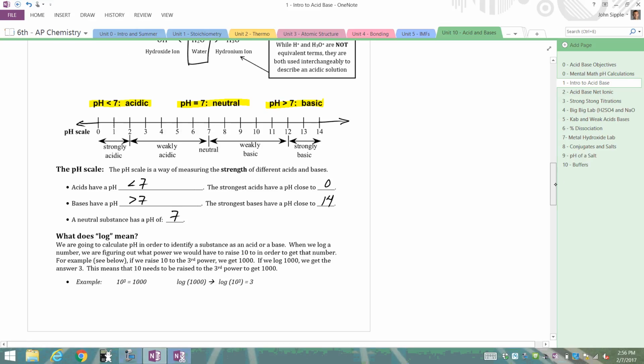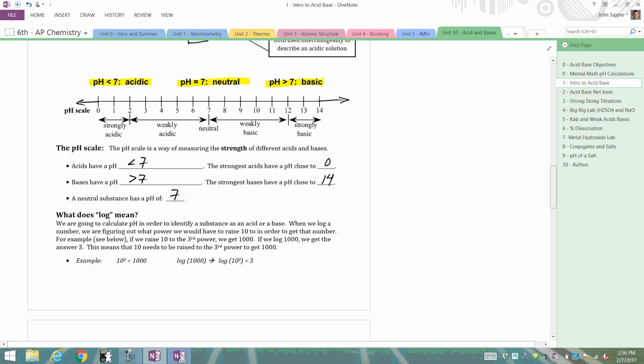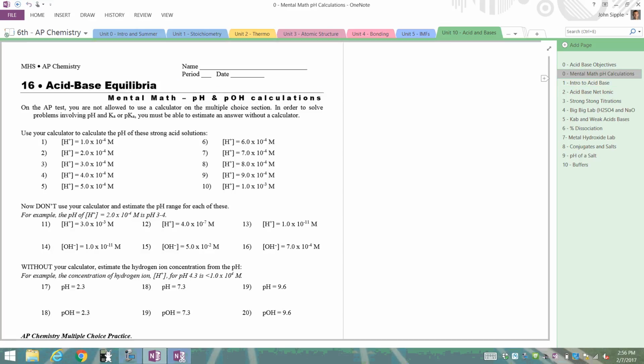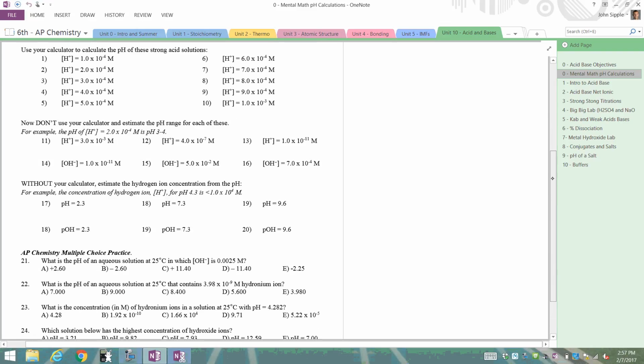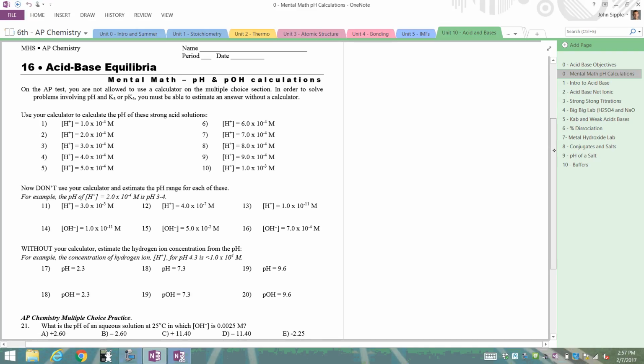All right, so log-based stuff. Here's a little more definition in terms of what it means to be log-based, but ultimately what we need to be able to do is get a little practice with mental math for pH calculations. You'll get the hang of this as we go. Also over on the side, we have a mental math thing too, and I'll make another video to walk through some of these and how to do them.